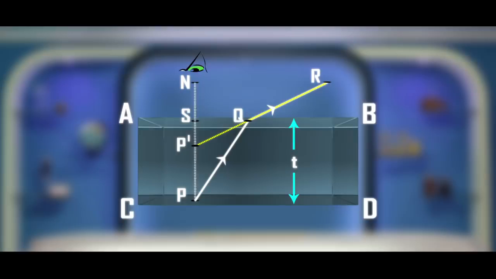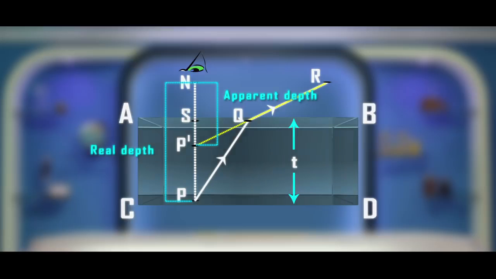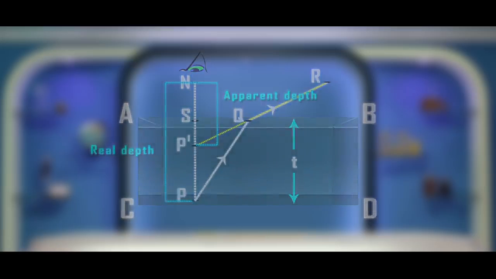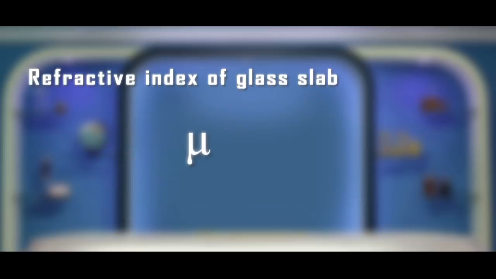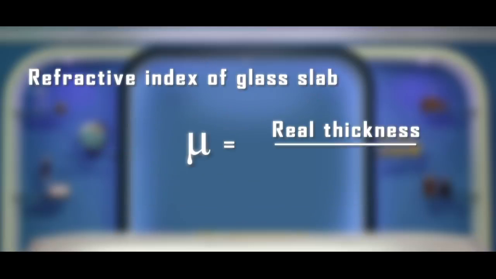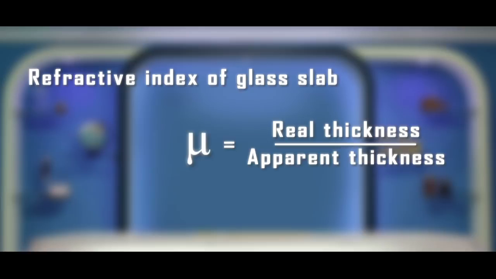The distance between the point P and the point of view N is the real depth, whereas the distance between the point P dash and the point of view N is the apparent depth, which is due to the refraction of light. Using the concept of real depth and apparent depth, the refractive index of the glass slab mu is equal to real thickness by apparent thickness.